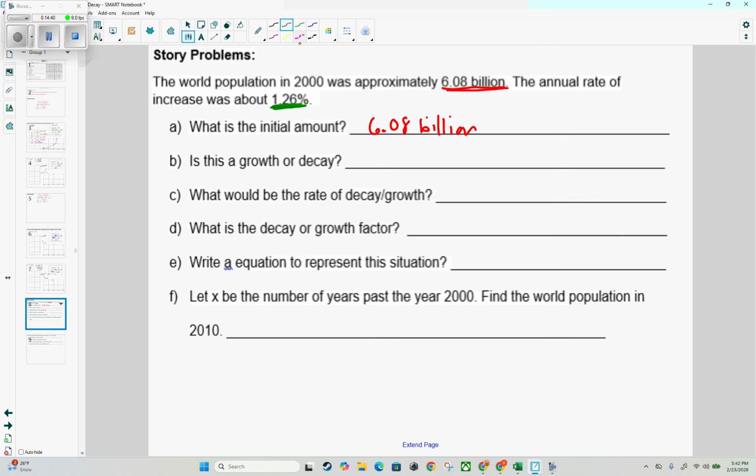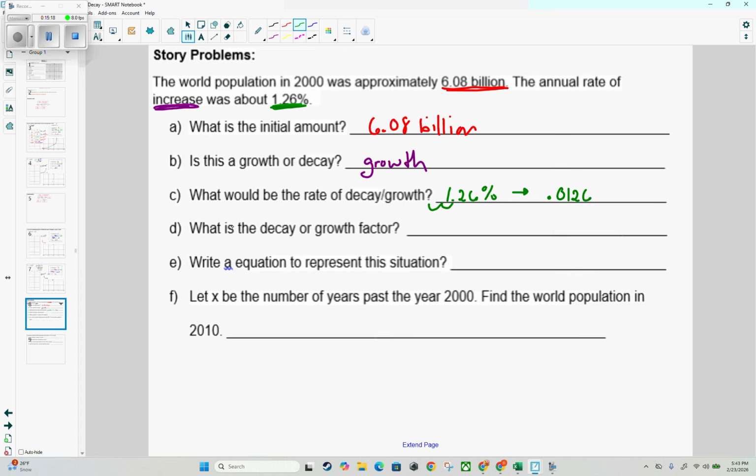It asks, is this growth or decay? So if I look up at this, I have an annual rate of increase. Well, increase means this is growth. We are not going down in population, it is going up, right? What would be the rate? As I said, they gave us the rate because that's a percent. So I know it's 1.26%, and I always want to convert that to a decimal because I'm going to have to deal with the factor usually shortly after. So to move this to a decimal, to go the other way, you go this way, right? So that gives me 0.0126 is my decimal version of 1.26.